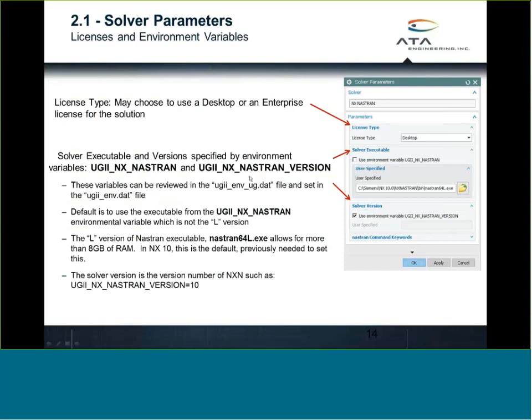Now the good news is in NX 10, the default setting is to use the NX Nastran 64L version, which lets you access more than 8 gigabytes of RAM. If you're using a version of NX prior to NX 10, then this was not the default, and so you may need to go in here and manually change these settings if you haven't done so already. But the key takeaway here is if you're not using this Nastran 64L executable, then you can't run jobs with more than 8 gigabytes of RAM.